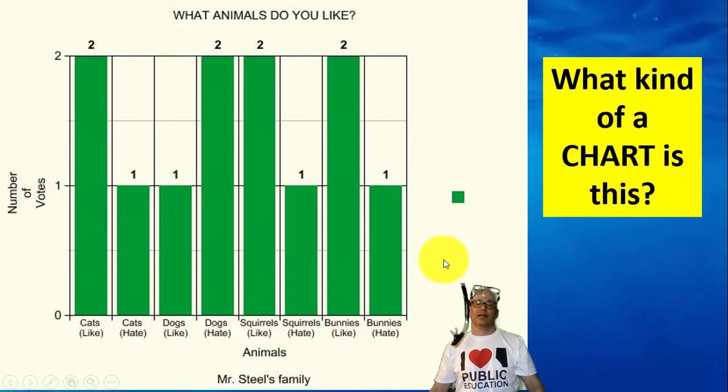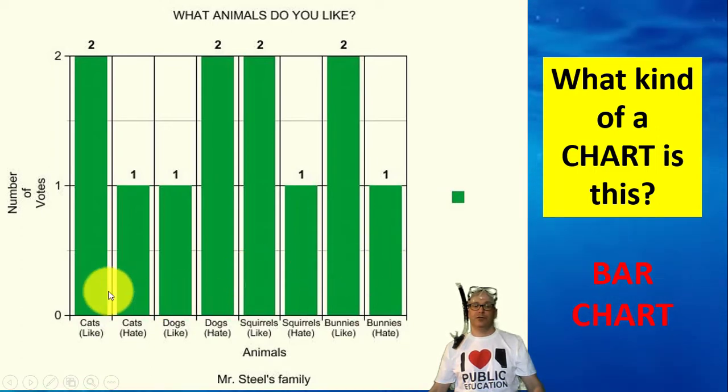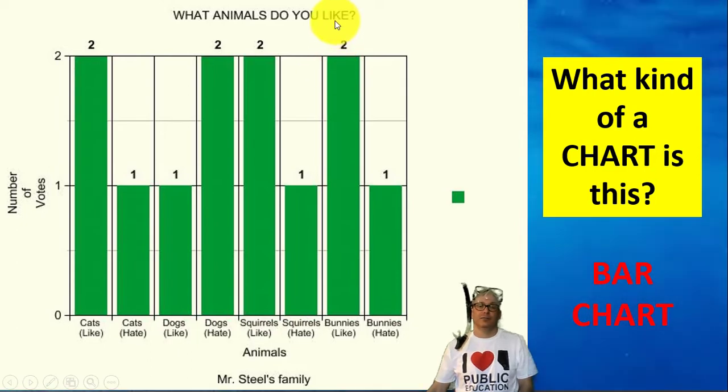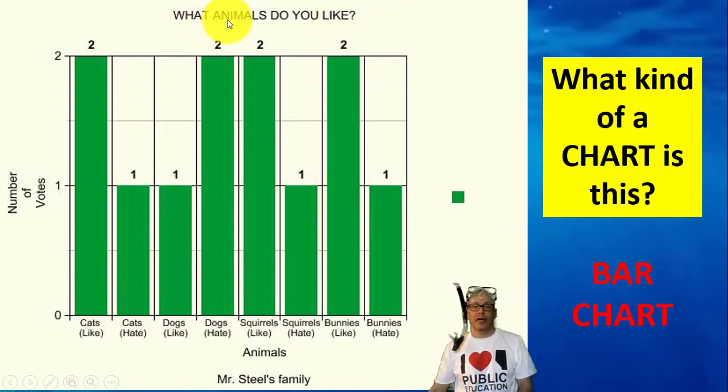What kind of a chart is this? Yeah, it's a bar chart, isn't it? It's a bar chart because it has bars. How many bars does it have? Yeah, it has 2, 4, 6, 8. There's 8 here. Now, what's the title of this bar chart? Yeah, it's up here. What animals do you like?